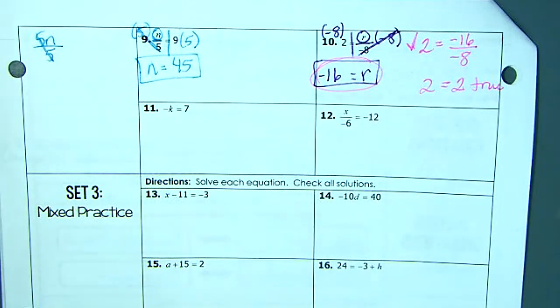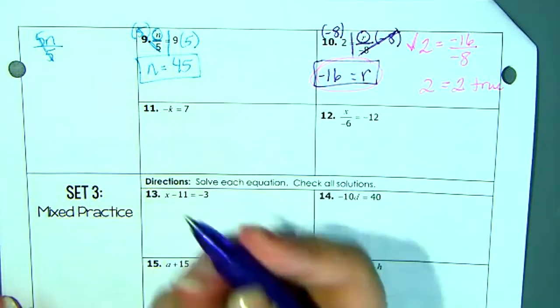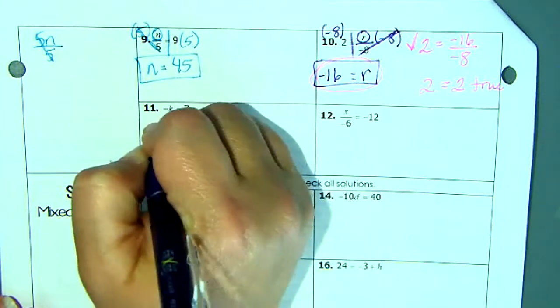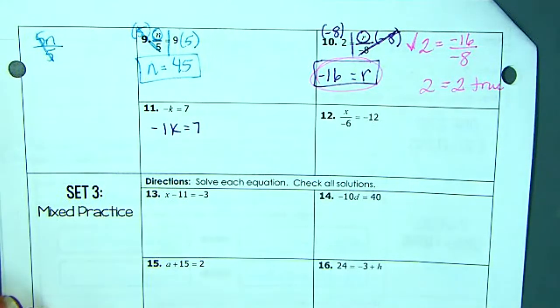All right, now they throw us a little bit of a curveball when we're looking right here. Right now, the number that's understood to be written here is a 1, so we can think about this as being negative 1k equals 7. And I work it as such.